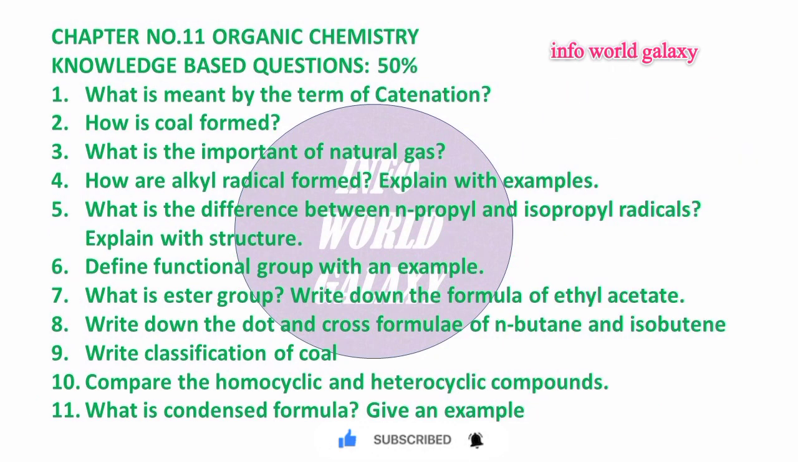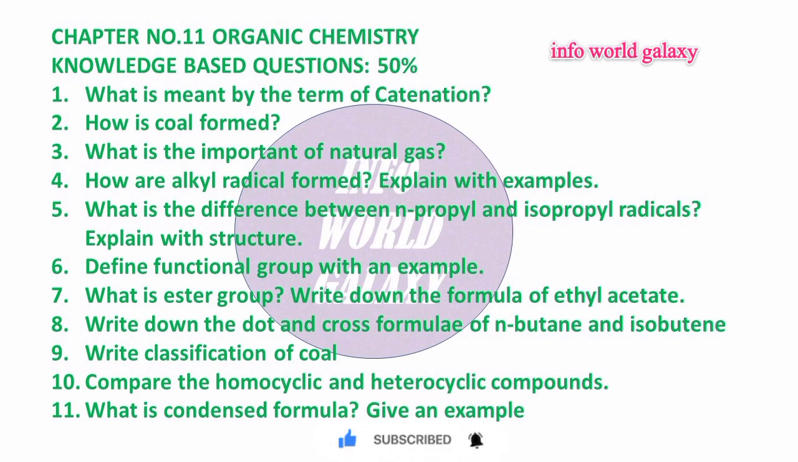Chapter 11, Organic Chemistry. Question 1. What is meant by the term catenation? 2. How is coal formed? 3. What is the importance of natural gas? 4. How are alkyl radicals formed? Explain with example. 5. What is the difference between n-propyl and isopropyl radicals? Explain with structure. 6. Define functional group with an example.